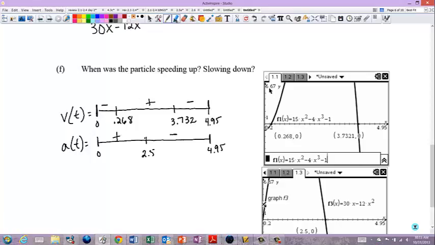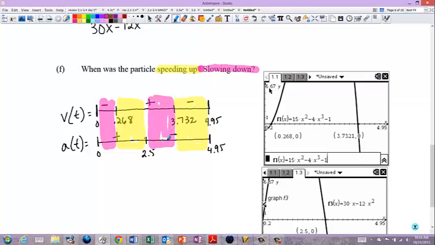So when is it speeding up? It's speeding up where the signs are the same. So we'll do speeding up in yellow. It's speeding up here, because they're both positive, and here, they're both negative. When is it slowing down? It's slowing down when the signs are different, so there and there.